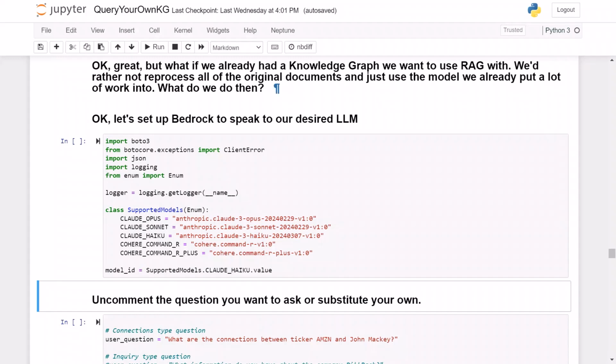So now we just described the model. So now what do we want? Let's demonstrate how we can interact with that existing knowledge graph. So I want to use an LLM. I want this to be a natural language interface, a chatbot interface. And so first what I need to do is set up how I'm going to interact with this. So I'm going to set up Bedrock to speak to our desired LLM. In this case, we're going to use Claude Haiku.